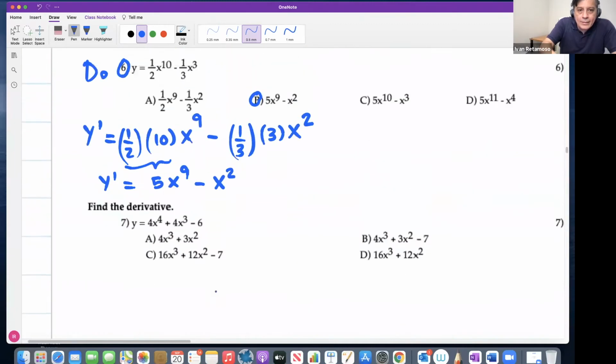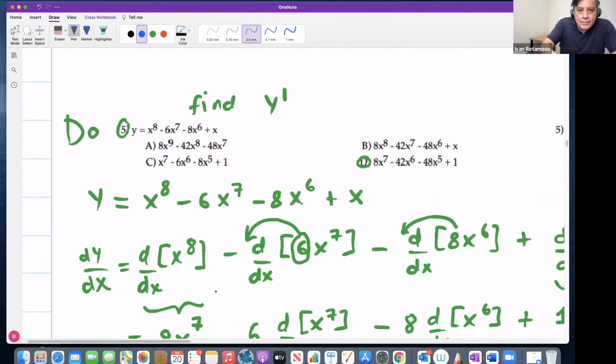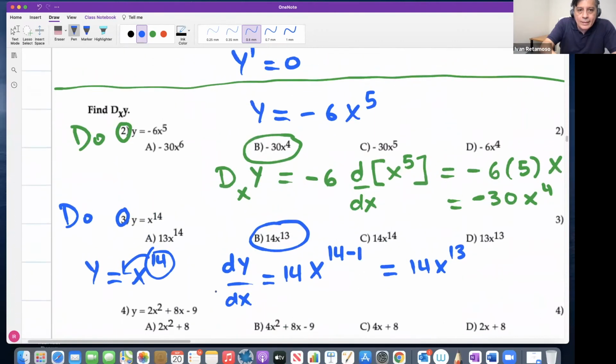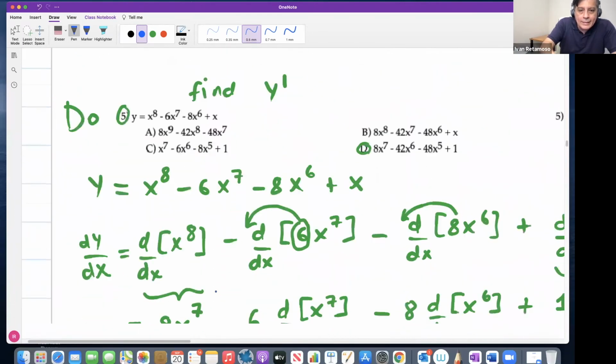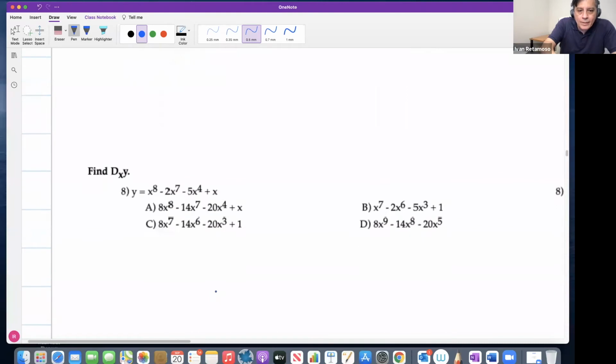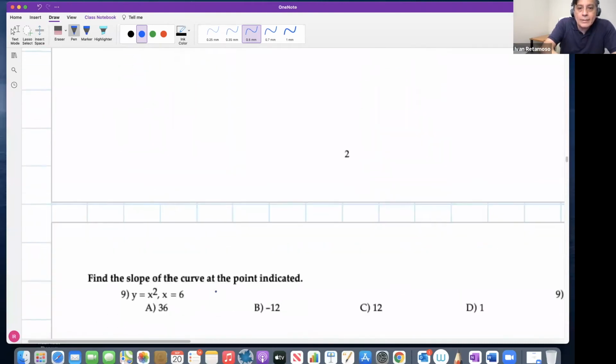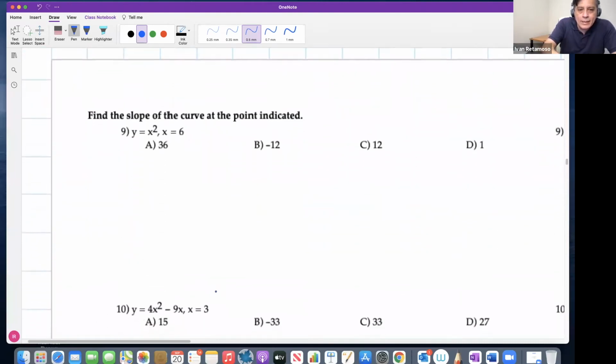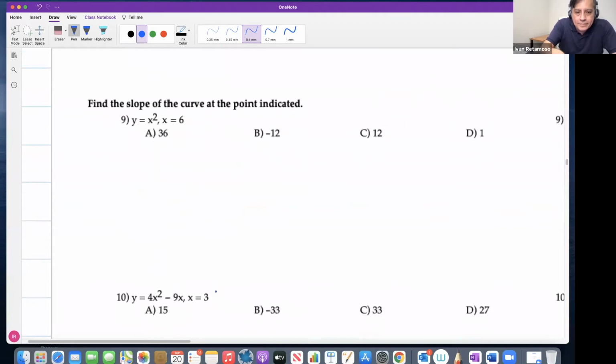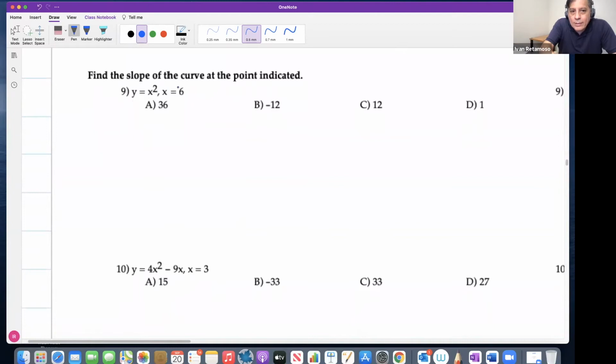Then we can now explore what's going to happen if we are asked to find the equation of a tangent line or the slope of a tangent line, right? Let's go gradually. Let's start here. What if they ask you to find the slope of the curve at the point indicated? And this is a problem that we have done before, right?